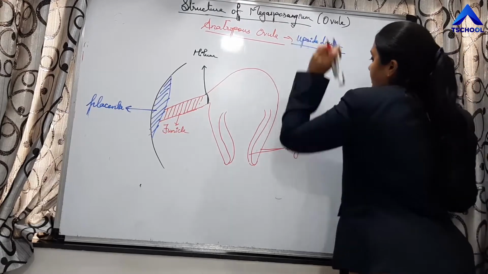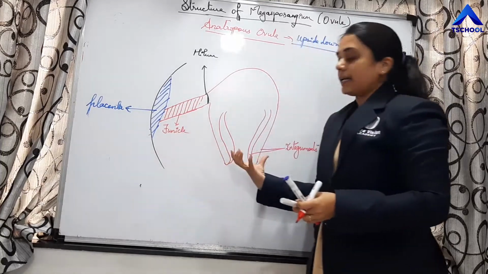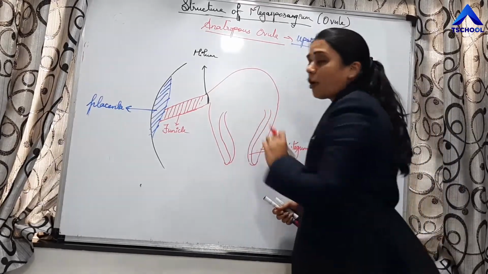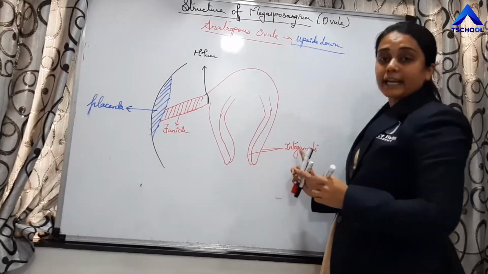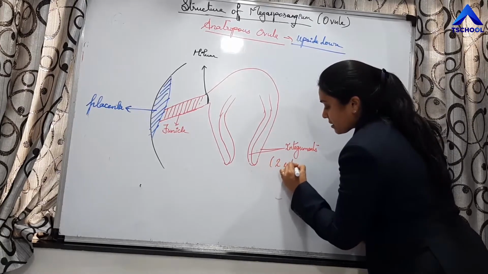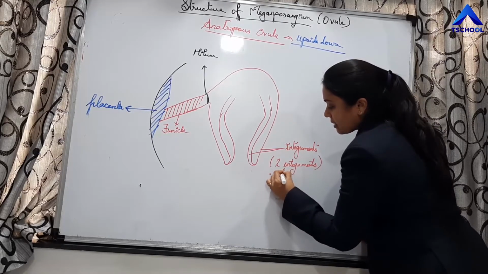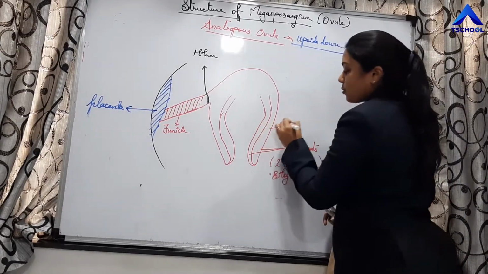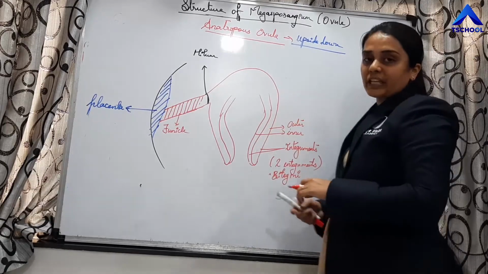It consists of 2 parts, the stalk which is called funicle, and the body part. The attachment between stalk and body is called hilum. The body part possesses the layers, right? These layers are called integuments. Anatropous ovule consists of 2 integuments. Hence, it is called bitegmic. There are 2 integuments present. This one is the outer integument and this one is the inner integument.